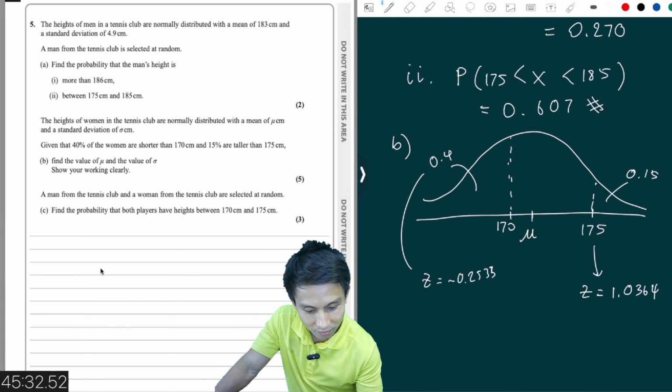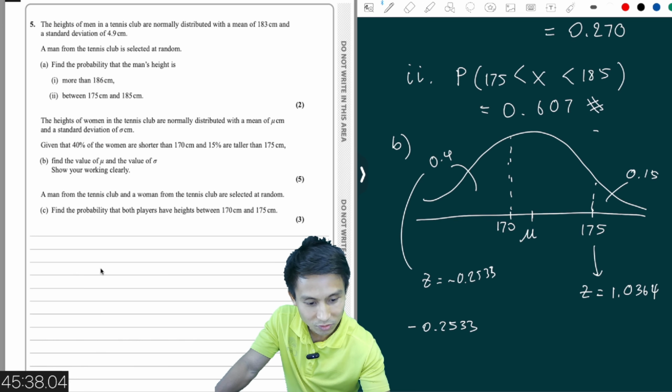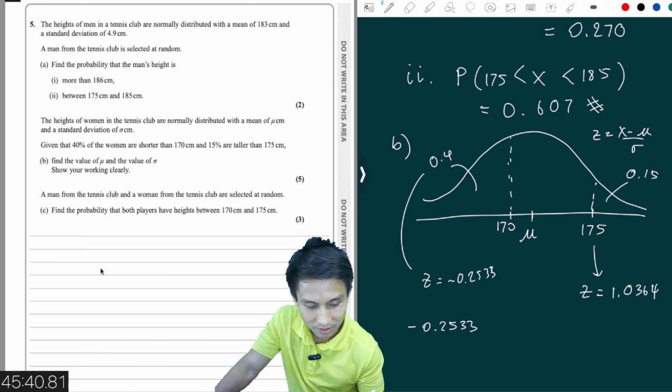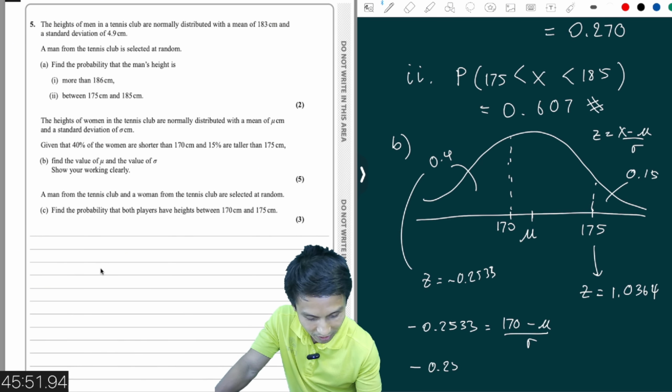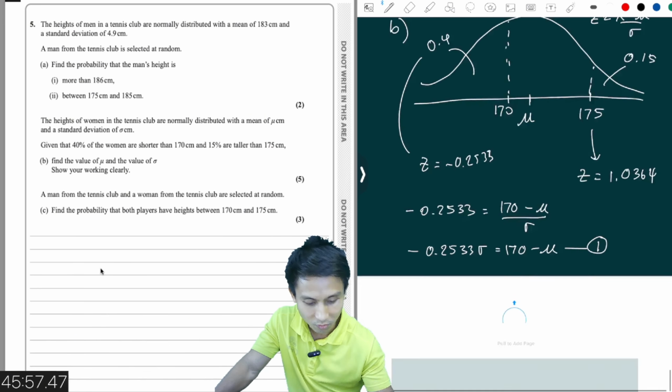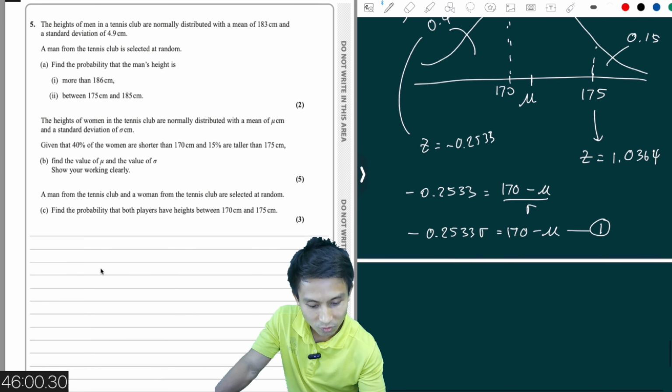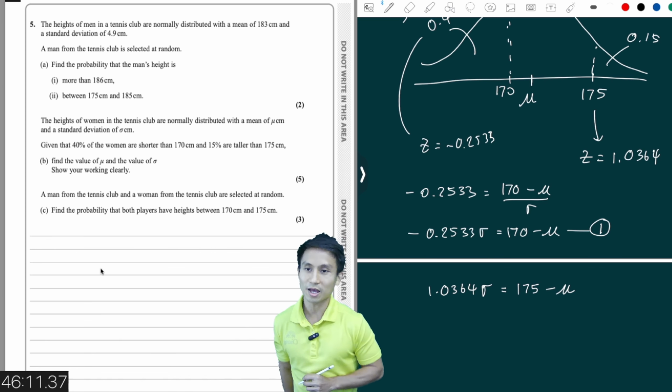So we have 0.253. We are using the z formula, right? So z equals x minus mu over sigma. So x is 170 there because that's the corresponding value, minus mu over sigma. Okay, so I'm just going to make this a single line, equals 170 minus mu. So that's equation 1. The other one is, of course, 1.0364. I'm going to put sigma up already, because that's the pattern there, and it's 175 minus mu, which is the same mu there.